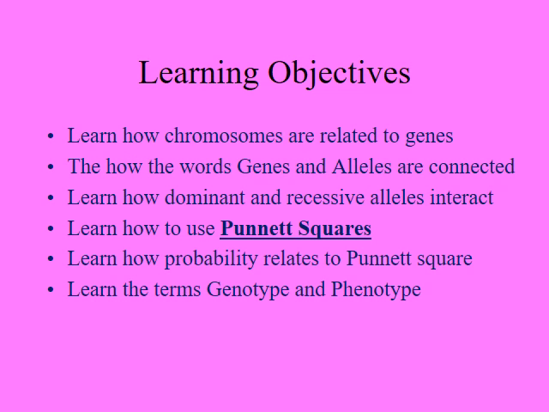Today we're going to continue with our genetic unit talking primarily about Punnett squares. So the learning objectives for today: learning how chromosomes are related to genes, how the words genes and alleles are connected, and how dominant and recessive alleles interact; learning how to use Punnett squares and how probability relates to Punnett squares; and learning about the terms genotype and phenotype. So let's get started.